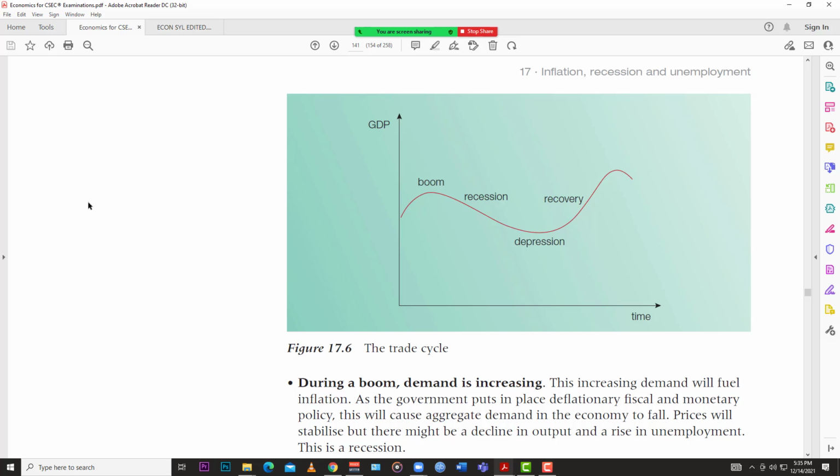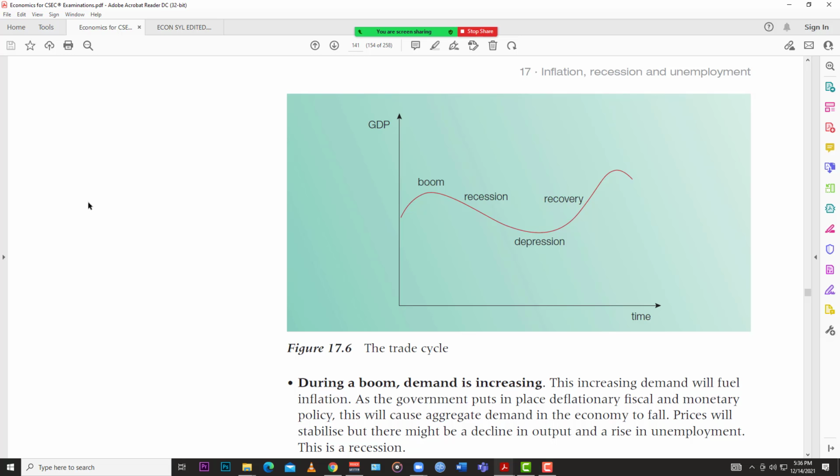So during the boom, when demand is increasing, this can be a form of a recession. So during the boom, demand is increasing. This increase in demand will fuel inflation. That's the whole point there. Inflation is being fueled. And remember, inflation is a general increase in price levels. But for any government, we don't want that in our economy. We don't want the economy to be overheating.